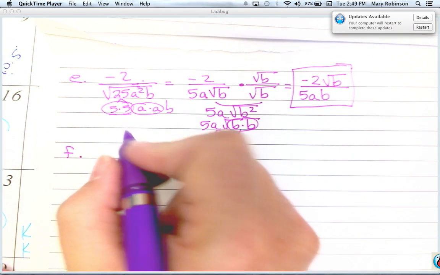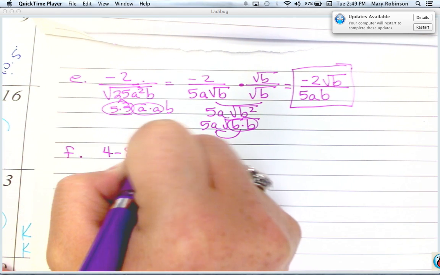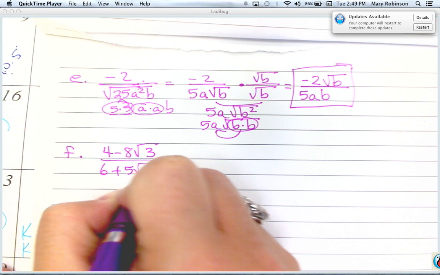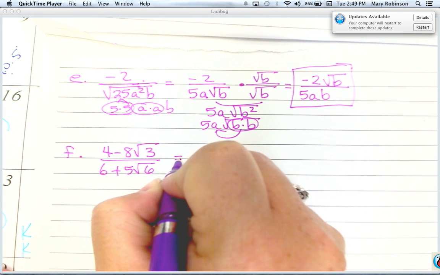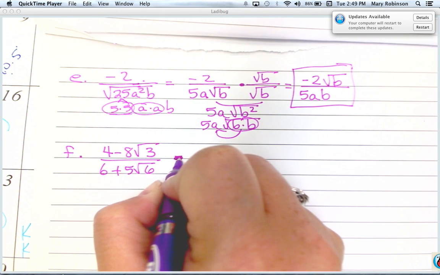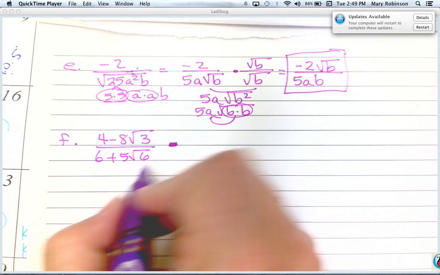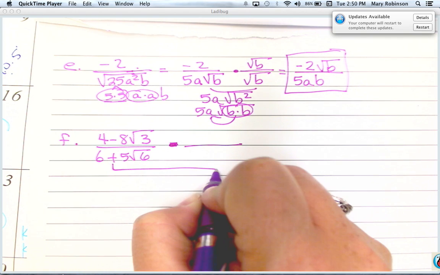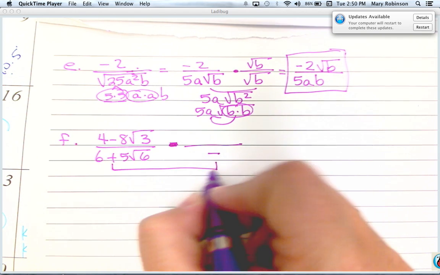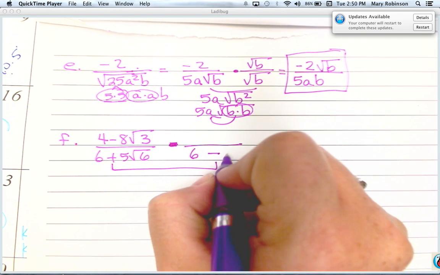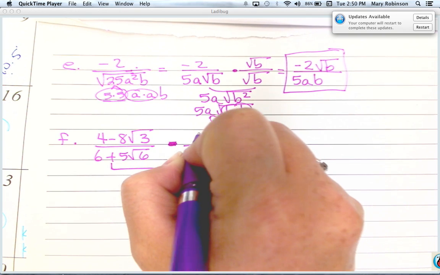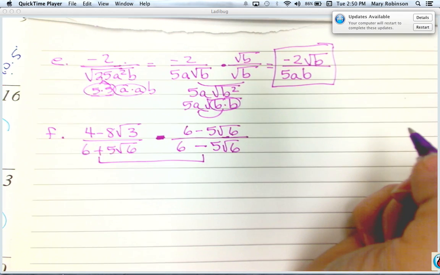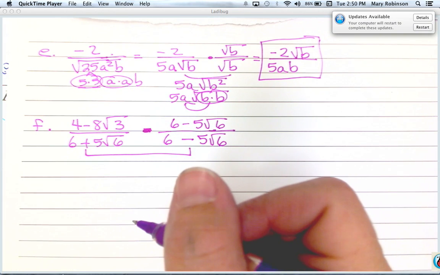And lastly for F, in this one here, we want to rationalize by using the conjugate. So that means we change this minus sign to, or excuse me, this plus sign to a minus and use 6 minus 5 square roots of 6. Whatever we use on the bottom, we also use on the top. And now we're going to have to multiply this out.